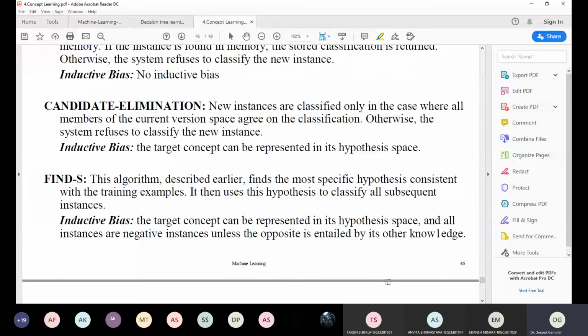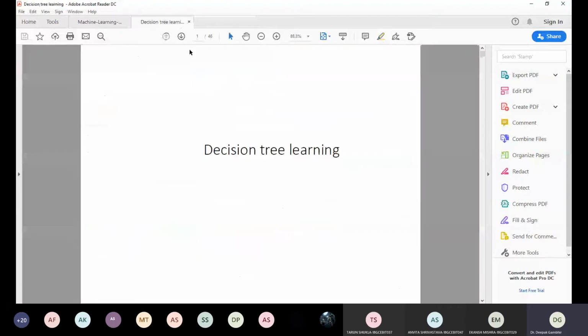Now we will start with unit 2. With concept learning, we ended unit 1. The new unit is about decision tree learning, how a tree can be made and learned by machine learning. So this class starts decision tree learning, which is unit 2 of the course.